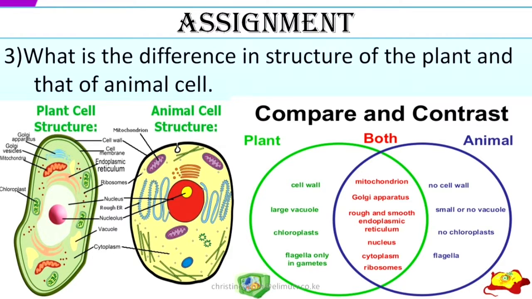Now, what do both of them have? Both of them have mitochondria, the Golgi apparatus, the rough and the smooth endoplasmic reticulum, the nucleus, the cytoplasm, and the ribosome. When you're free, find your own time to go and revisit the function of these bodies which are found in the cell structures. So those are the differences, and we've also looked at what both of them have in common.